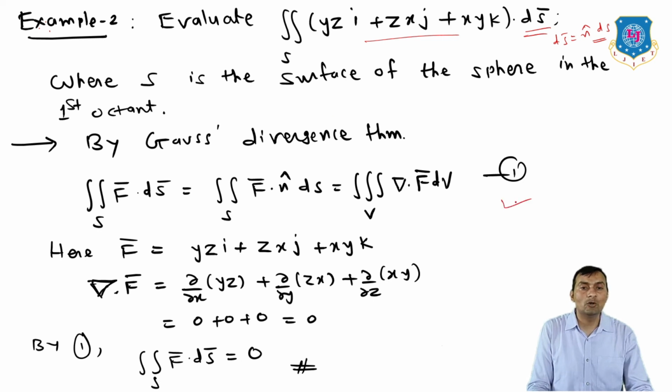So using Gauss's divergence theorem, this will be the same, because ds bar is the same as n cap ds. So we have, according to Gauss's theorem, to find the divergence of the vector field F, because F is given and we are going to use Gauss's divergence theorem. So you will get the answer 0. Therefore your final answer for the double integration is 0.